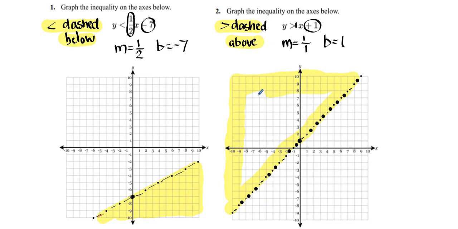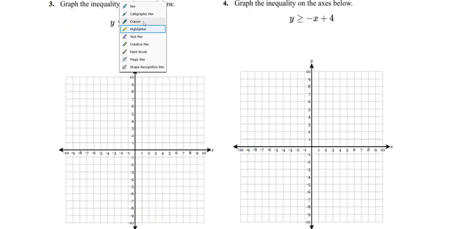Which means that any point found in this shaded region that is not on the line would be a value we could put into the original inequality. Okay, so we've got dashed below, dashed above. Let's see what we have. So we've got example 3 and 4.